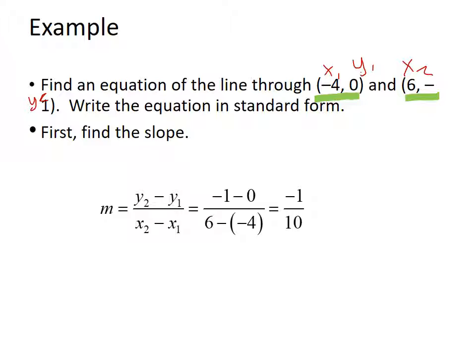So where y2 is, so here's my y2. So I'm going to plug in what I have for y2, which is -1. Then I'm going to plug in my y1, and my y1 is 0. My highlight is falling behind. Then I'm going to plug in my x2, and my x2 is 6, so I plug in 6. Then I plug in my x1. x1 is -4, so I plug in -4.